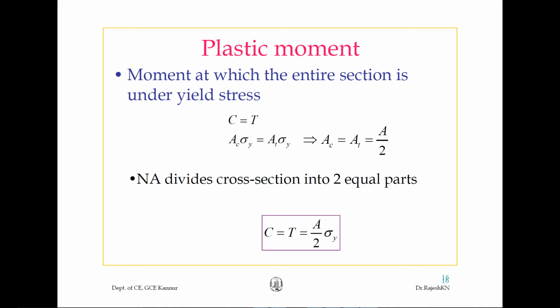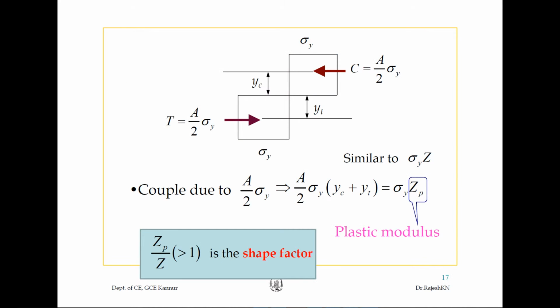Now here compression is equal to tension, so area at compression side into stress is equal to area at tension side, as we have seen in the assumption that the compression and tension sides will both be similar. So AC is equal to AT, and the total area is A, so compression is equal to tension, equal to A by 2 into sigma y. Now we are seeing the rectangular section on both sides.